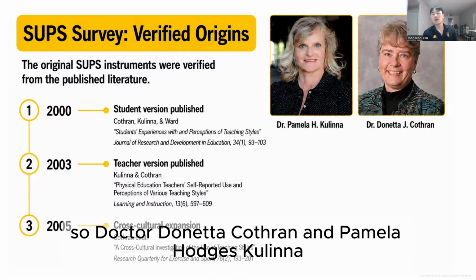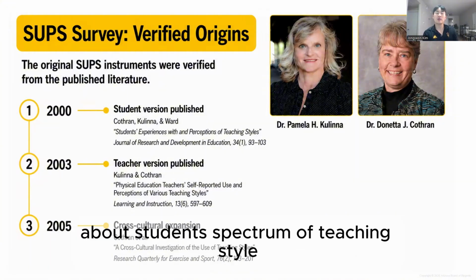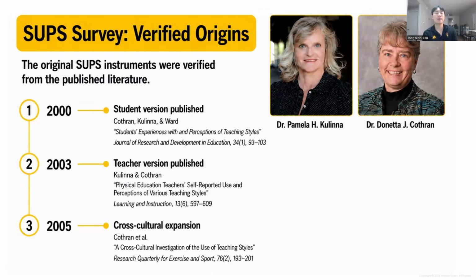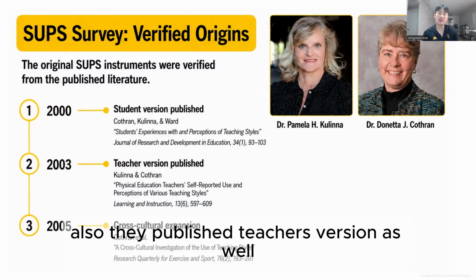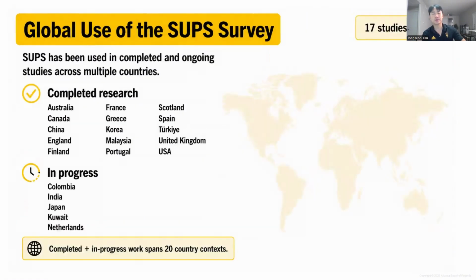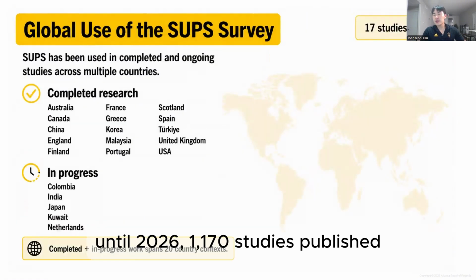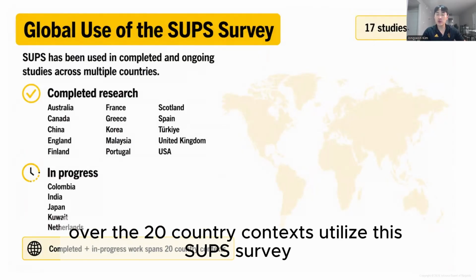Dr. Donetta Cothran and Pamela Hodges Kulinna developed this instrument, the student spectrum of teaching style use and perception surveys. First, they published the student version. Also, they published the teachers' version as well. In 2005, they broadened their perspective into cross-cultural settings. Until 2026, 70 studies have been published. Also, when we add in-progress studies, over 20 country contexts utilize this SOUP survey.